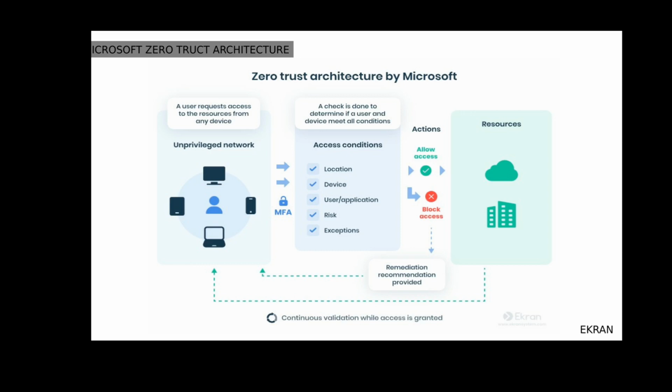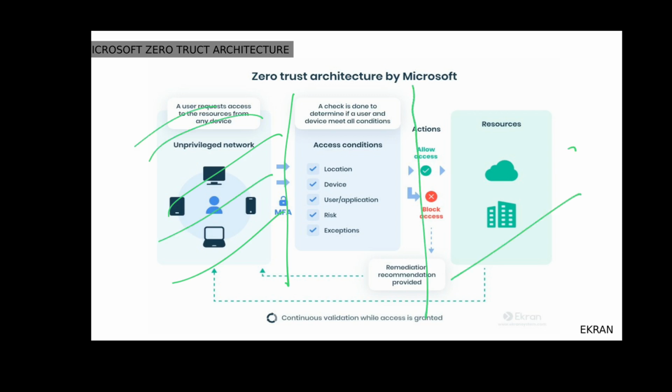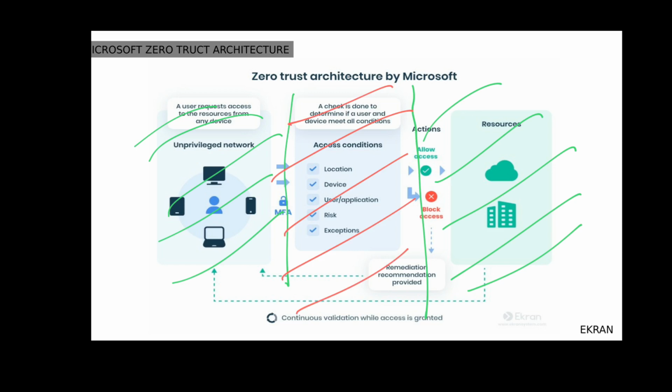We have another zero trust architecture by Microsoft here. So we have the unprivileged environment, which is this one. This is the unprivileged. And then we have the resources zone. This is the resources zone. And here is the decision point.